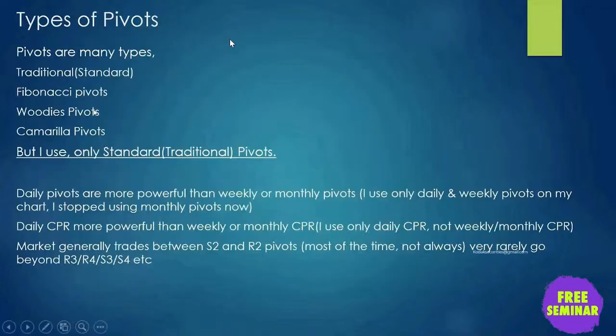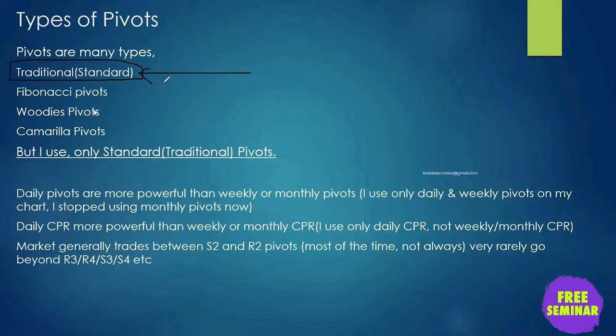Okay, let me discuss a few more things about the pivot points. There is a traditional pivot, there is a Fibonacci pivot, there is a Woody's pivot, there is a Camarilla pivot. So there are many types of pivot points. If you ask me which is the most important pivot point, which is the most powerful, I've seen this is very powerful, a traditional or standard pivot. This is what I use in my trading, standard pivots. It is also known as floor pivots. This is what I use.